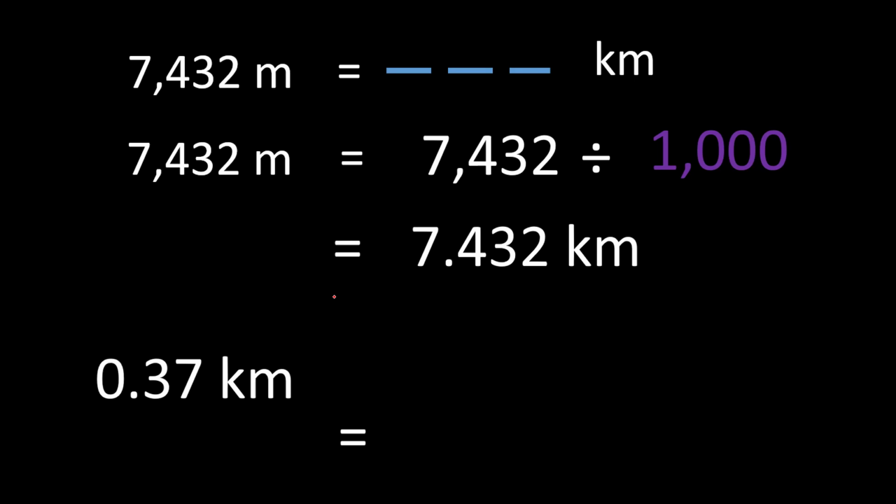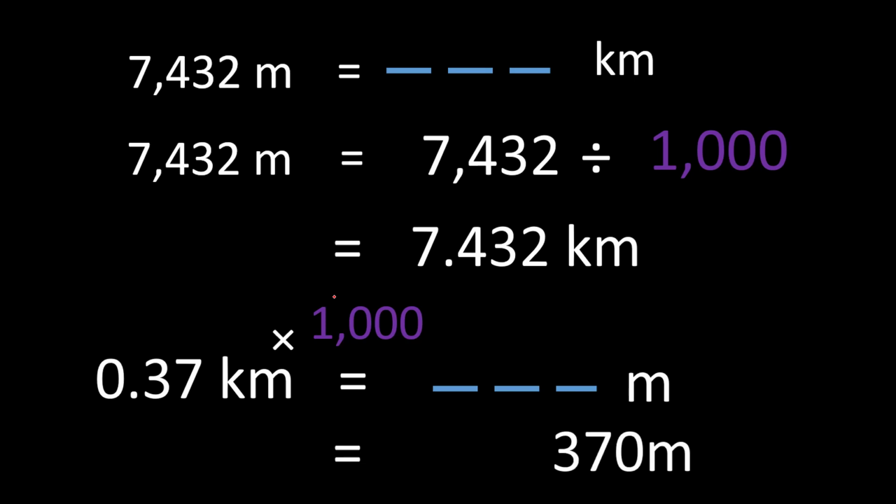0.37 kilometer equals what? Meter. Just we will multiply by 1000. So move the decimal point here to the right or to the left? Yes, to the right. 3 digits. So it will be 370 meter.